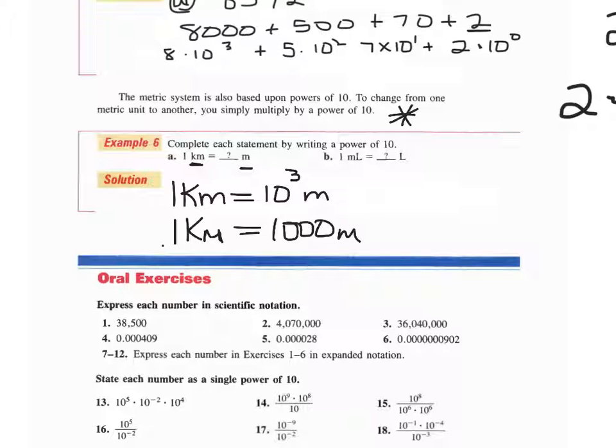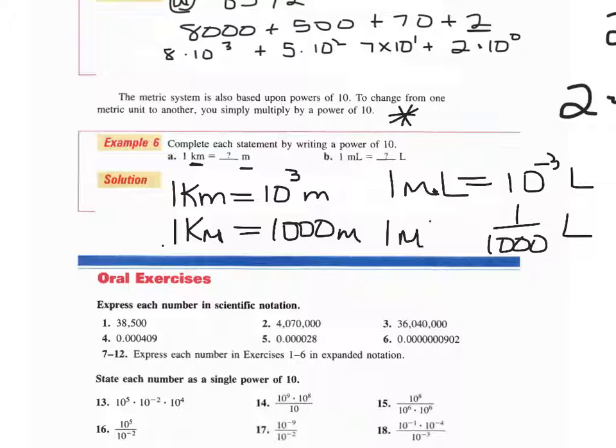And then here, if we went the other way, there are 1,000 milliliters in a liter. So this would be represented as 10 to the negative 3. So instead of a positive exponent, we now have a negative exponent. So here it would be 10 to the negative 3 liters. You could also represent it like that. So that is the conversion with the metric system, showing how you could use your powers of 10.